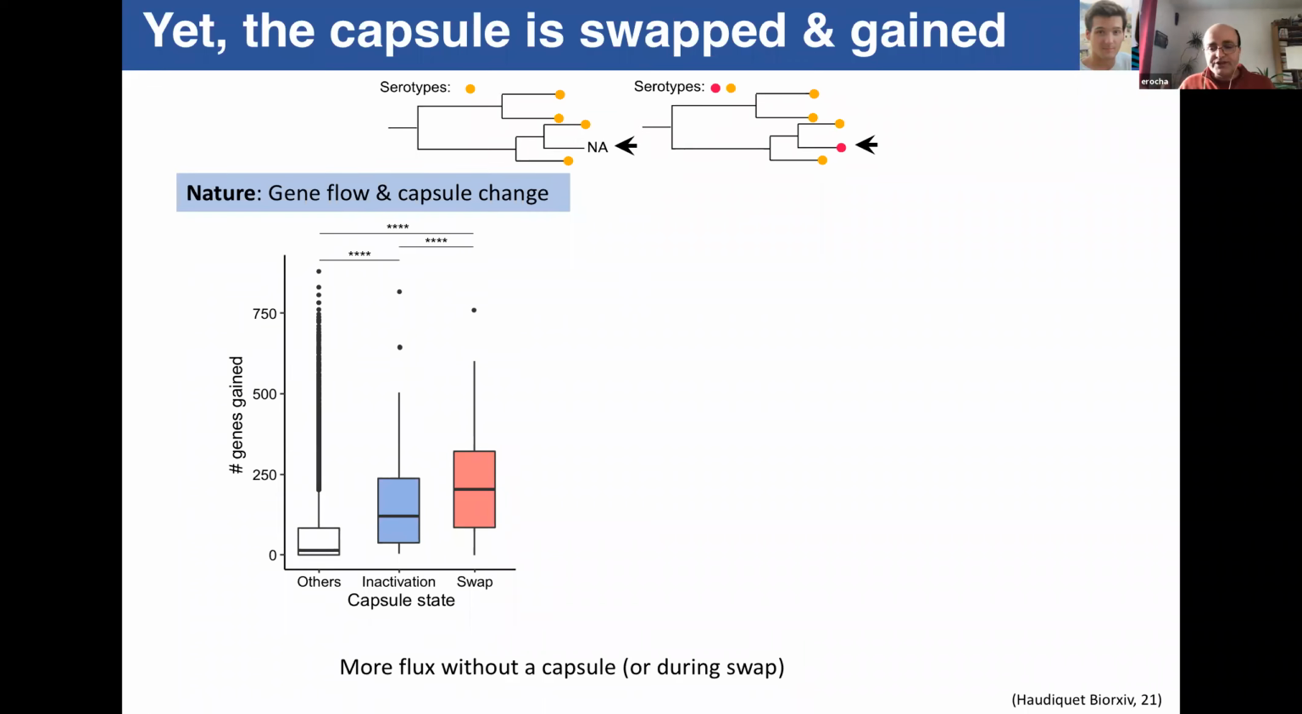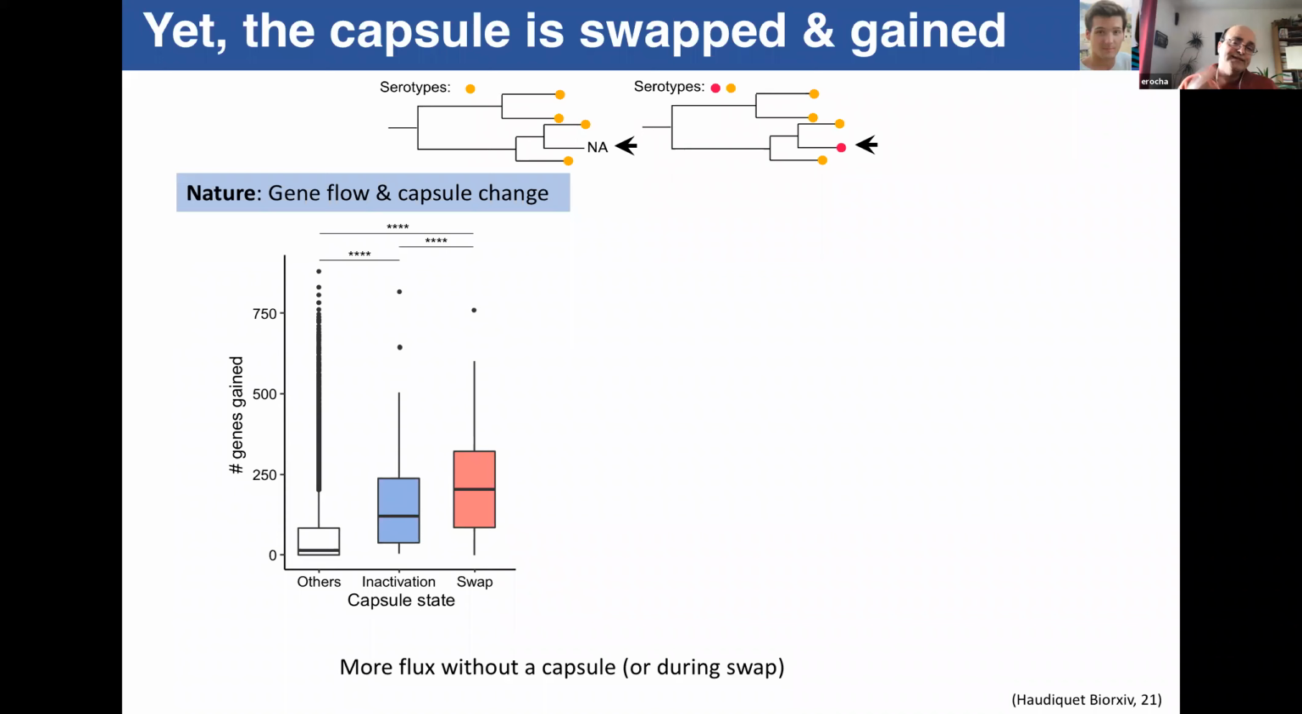So we have the whole pangenome, and we can infer in each branch how many genes are coming in and out by horizontal gene transfer and gene deletion. And this is what you see in my graph: how many genes are gained in the overall tree, in the average genome, in the average branches which have endured neither an inactivation nor a swap, in the inactivated branches where the capsule is inactivated, and in the swapped ones. And you see that there is much more gene flow when the capsule is inactivated or swapped than in the other cases.